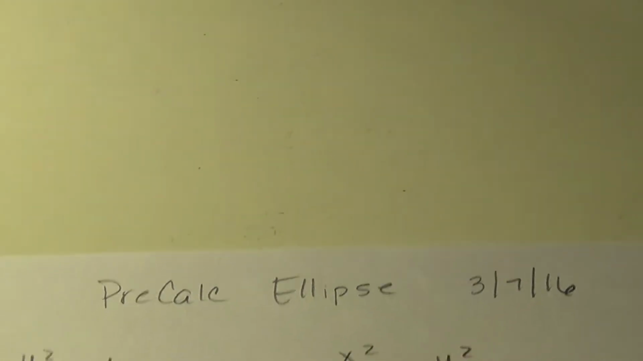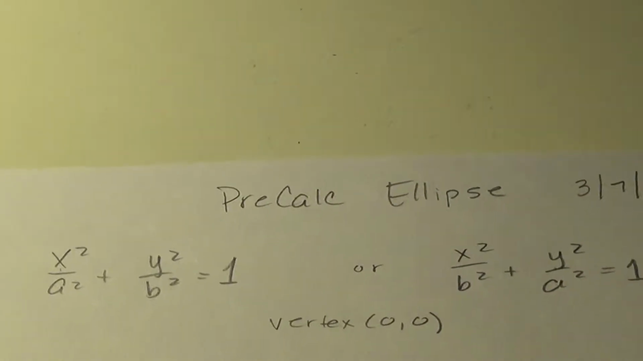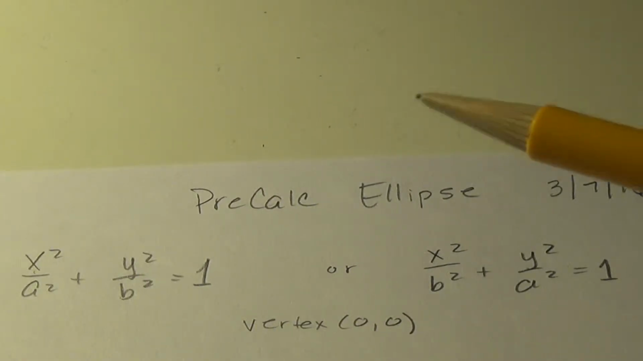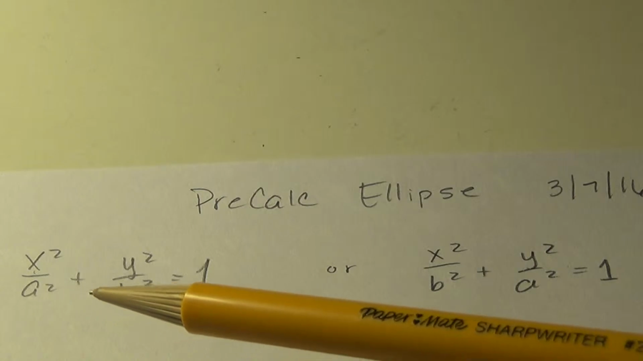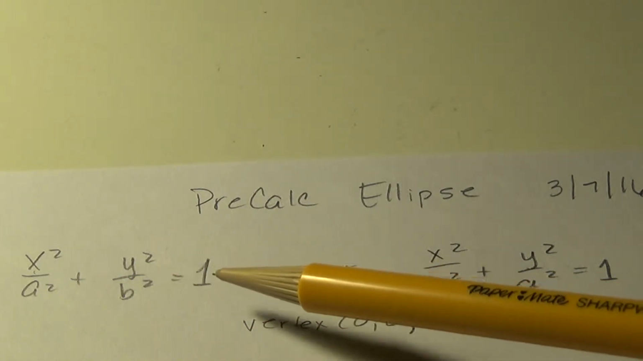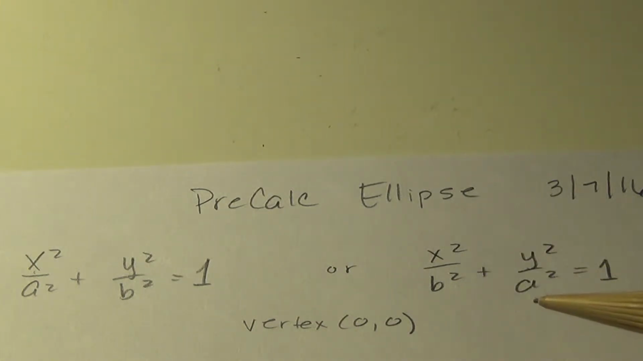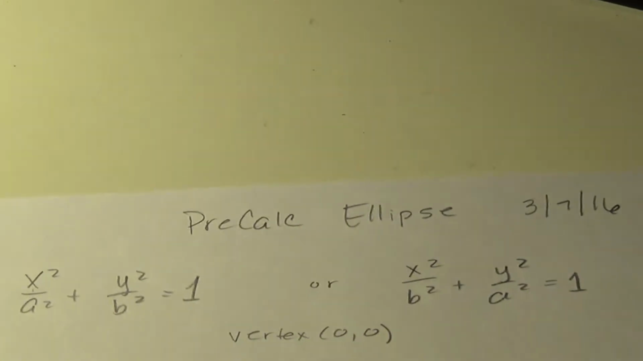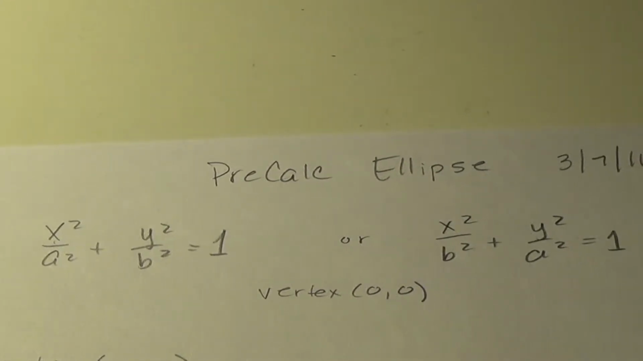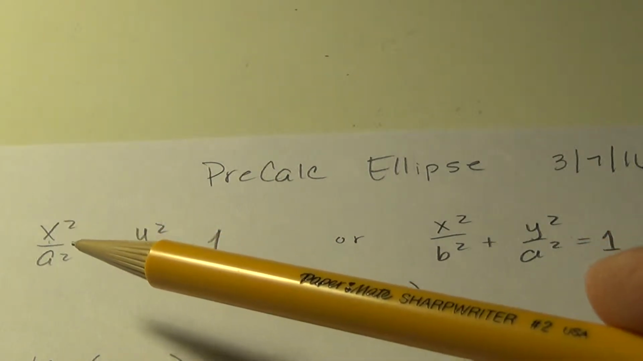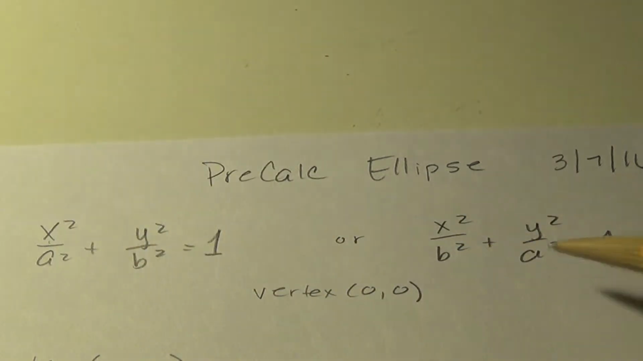It seems like already we have seen this idea that when the vertex is at 0, 0, the standard equation is x squared over a squared plus y squared over b squared equals 1, or x squared over b squared plus y squared over a squared equals 1. And in both cases, a is greater than b, so we can tell which is horizontal and which is vertical. On this one, the larger value is under the x term, so it is horizontal. And here, the larger value is under the y squared term, so it's vertical.